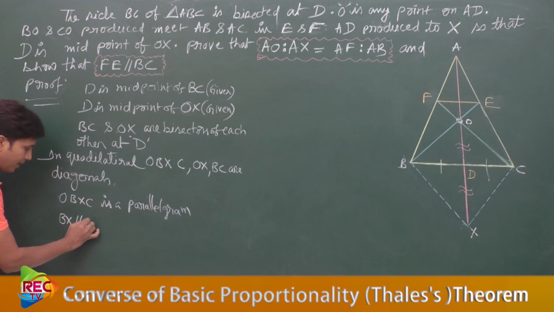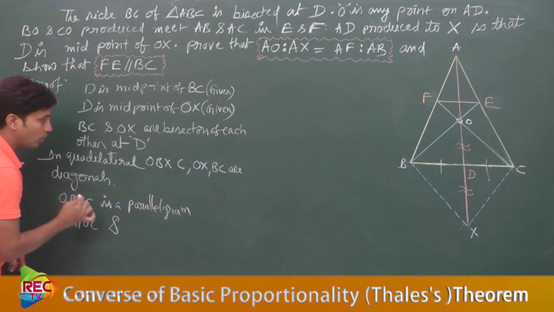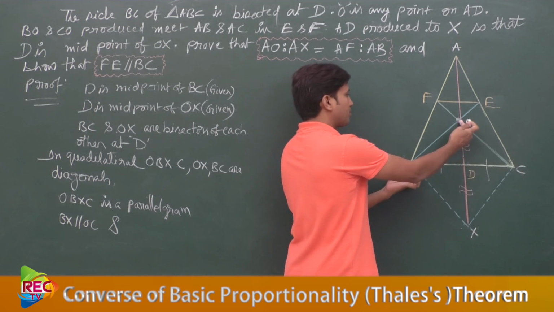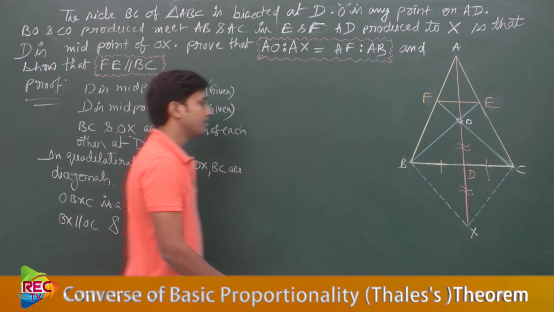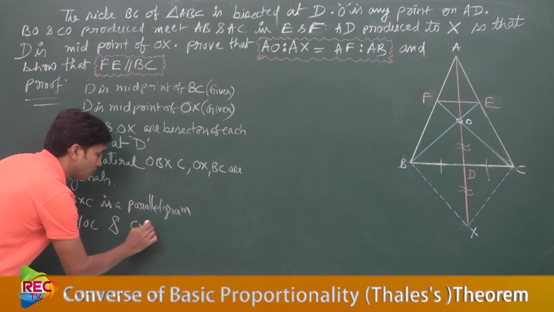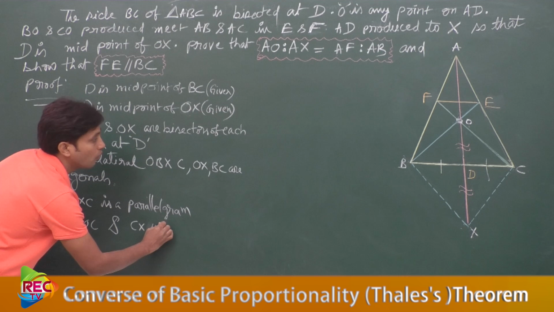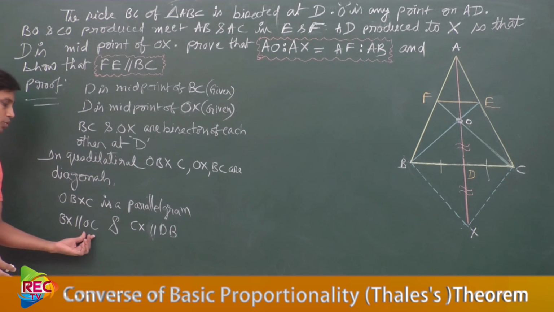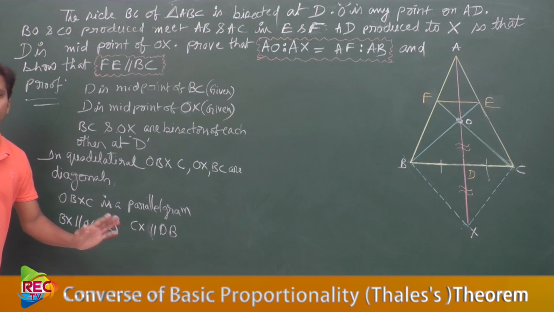BX must be parallel to OC. And what is another pair of parallel sides? XC or CX must be parallel to what? OB. So CX must be parallel to OB. Right. BX is parallel to OC and CX is parallel to OB.